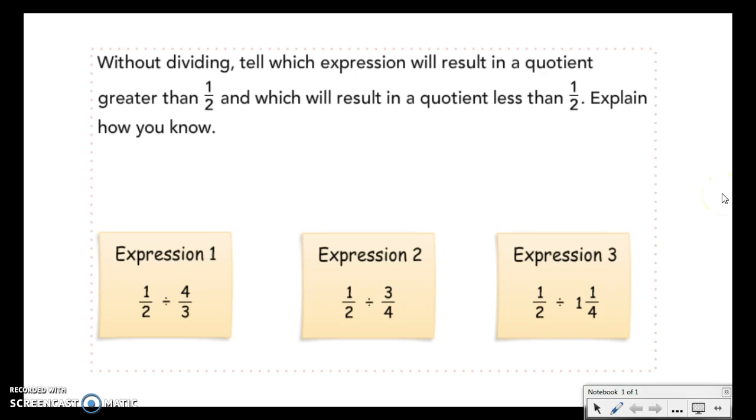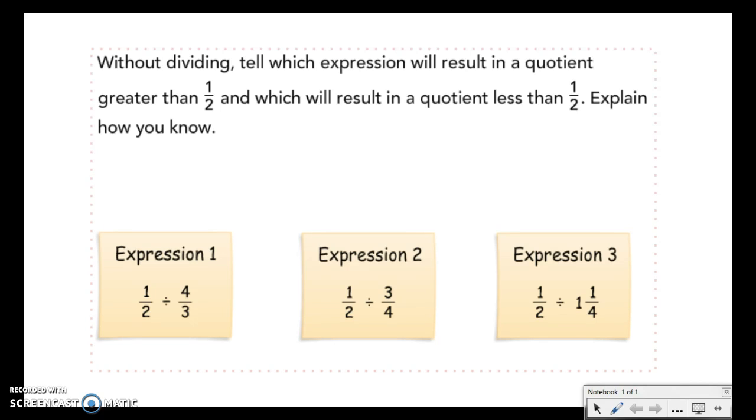Alright, so without dividing, tell which expression will result in a quotient that is greater than 1/2 and which will result in a quotient that is less than 1/2. And explain what you know. So you have expression 1, 2, and 3.